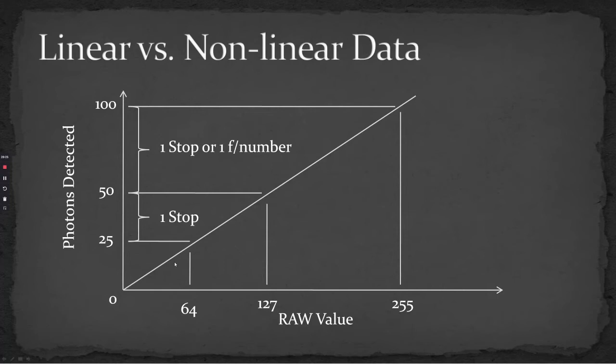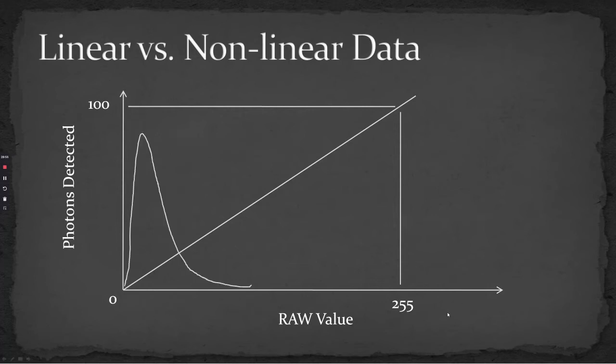And as astroimagers, we're taking pictures of generally pretty dark stuff. So all of our data is going to be down here in the not very many photons detected, therefore very low values along this raw value axis. And with linear data, that means our image is going to look very dark, because the majority of the information we collected is all down here in the very dark values. That's difficult to work with visually, because if you think in terms of a histogram, all the data we collected is all kind of stuck down here on the left-hand side of the histogram.